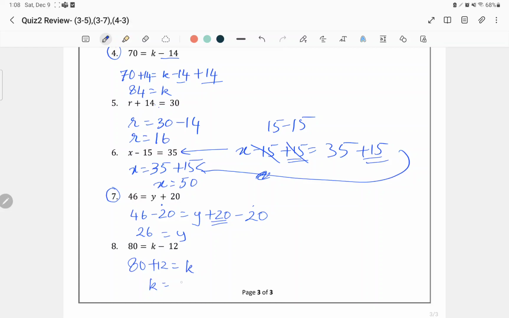Last one, 80 plus 12 gives me k. So k equals 92. I hope you understood everything, and by this you have the entire review sheet with answers. So I won't be taking the revision class. We will have a normal study class.